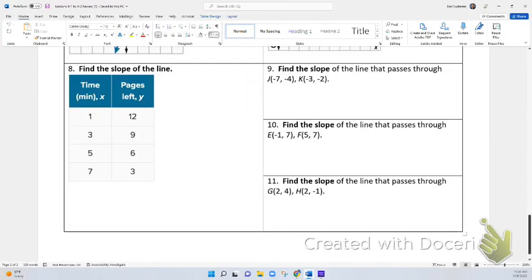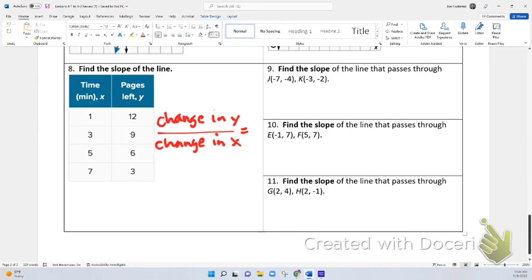All right, so for number 8, they give us a table, right? So we have to see how much our y's change. So in class, we did the change in y over the change in x. So the first one we have to look at is my y's, right? So in other words, how do I go from 12 to 9 and from 9 to 6 and from 6 to 3? So what's happening here, guys?